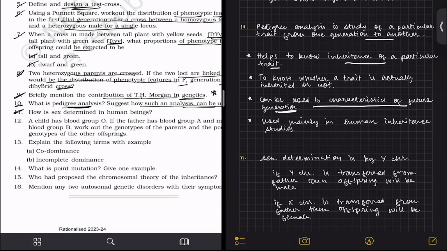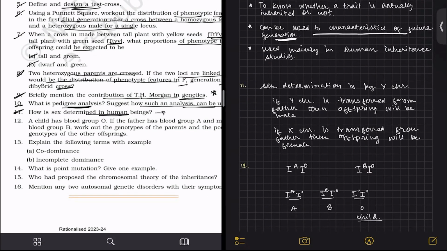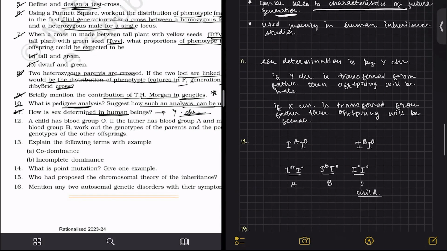And how is sex determined in human beings? I have already discussed it, that in human beings, sex is determined by the Y chromosome. Half of the sperms have the Y chromosome and half of the sperms have the X chromosome, and that's why if a sperm containing the Y chromosome fertilizes the egg, the offspring will be a male, and if a sperm containing the X chromosome fertilizes the egg, the offspring will be female.